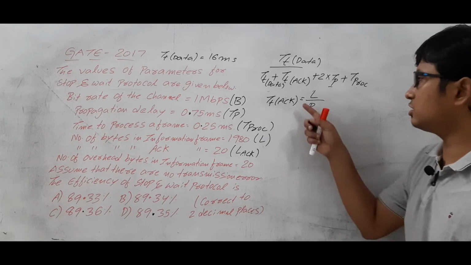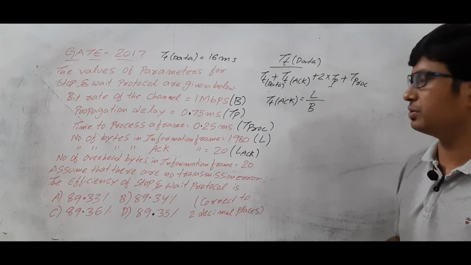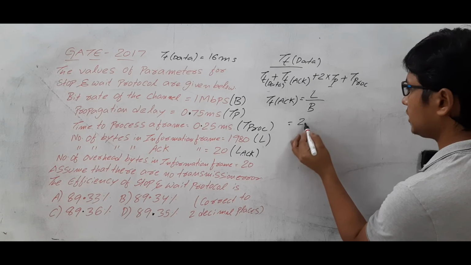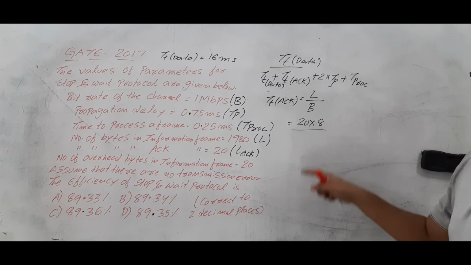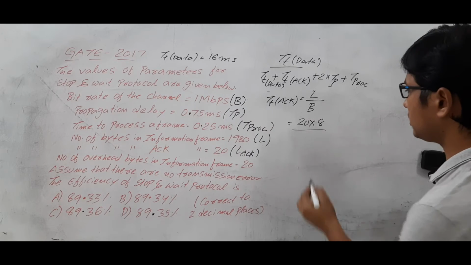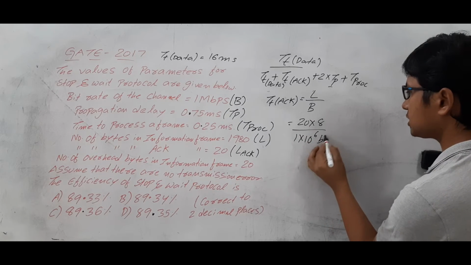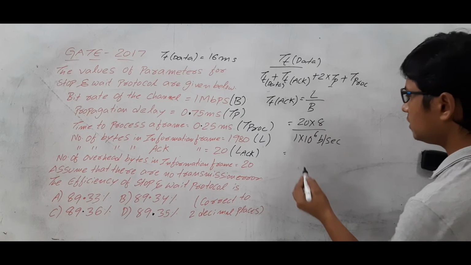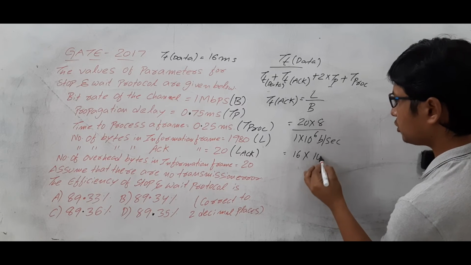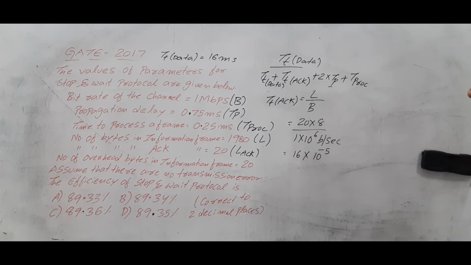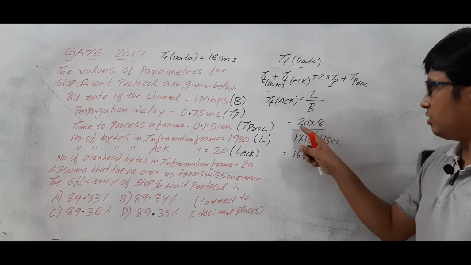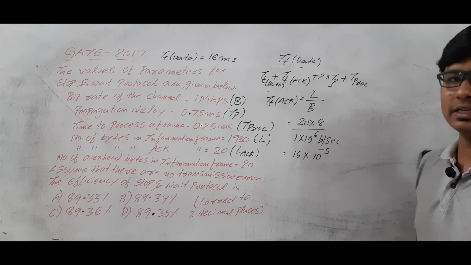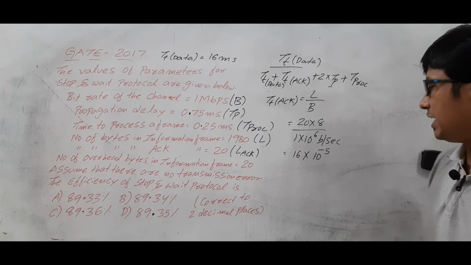I have already discussed these formulas in detail in my previous videos. Now what is the length of the frame? They said 20 bytes. So you write it as 20 into 8 because you need to convert into bits. And what is the bandwidth? 1 into 10 to the power 6 bits per second. So you will get 16 into 10 to the power minus 5. Am I right or wrong? You will get 160 by 10 to the power 6. If you cancel the 0, you will get 10 to the power 5. So that's why I have written 16 into 10 to the power minus 5 seconds.